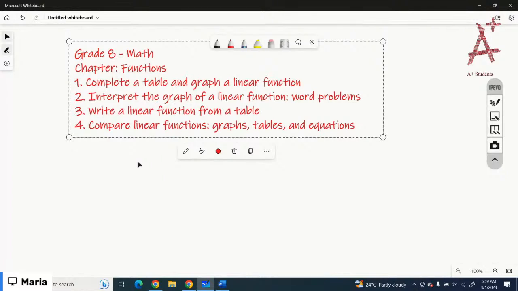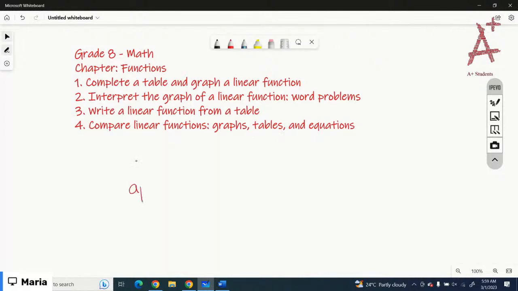So we're going to start with grade 8 maths. You can find all the lessons on aplusstudents.com. You have to log in there using your email address, and the password is provided by the administrator. Then you have to select math from the subject tab. Scroll down to grade 8 and then click on view all lessons.